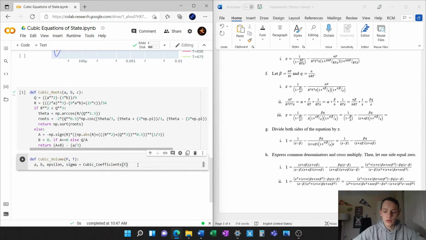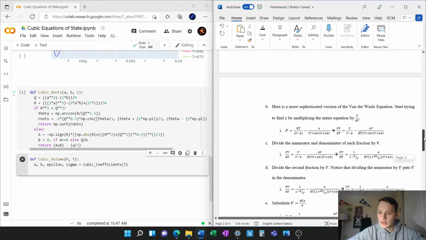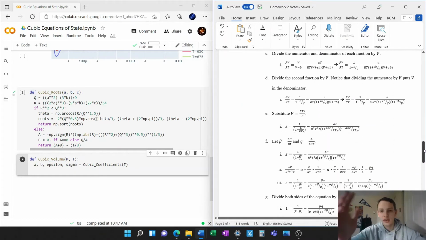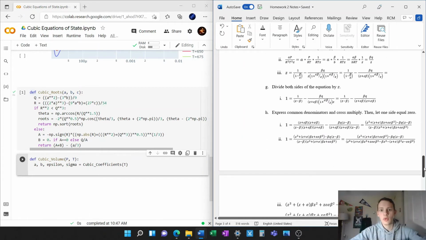Then, if you recall, when we derived the cubic polynomial for the compressibility factor, we made some substitutions. Specifically, we used beta and Q. And here, I have in a document the steps that we took, which I organized afterwards, from the video in which we derived the cubic polynomial for the compressibility factor.